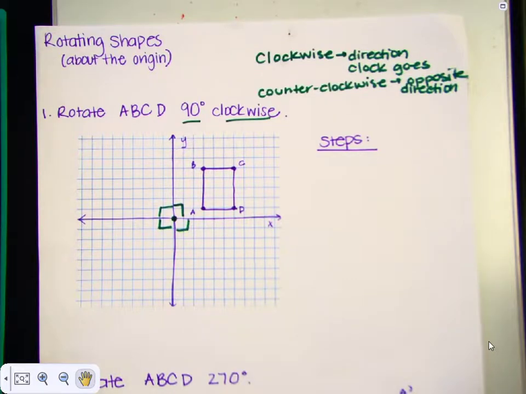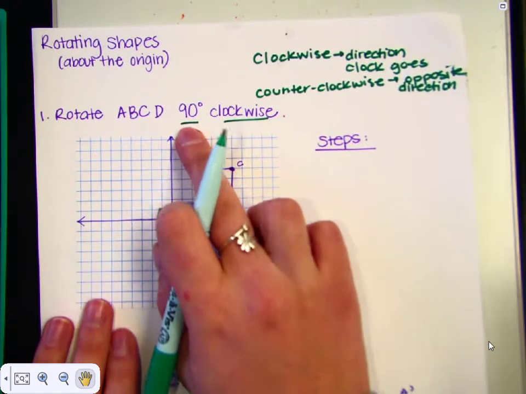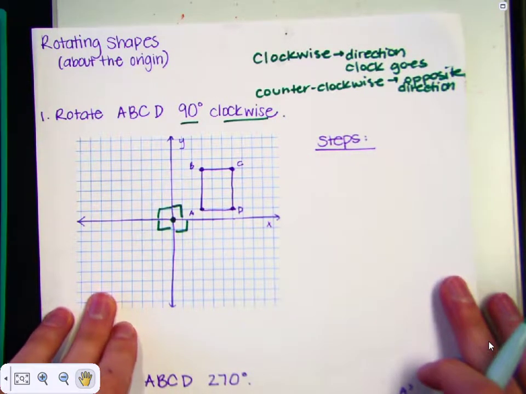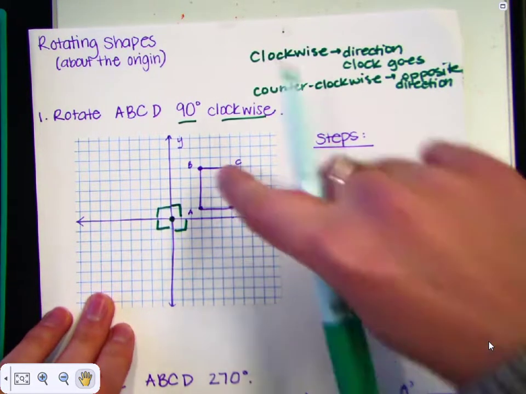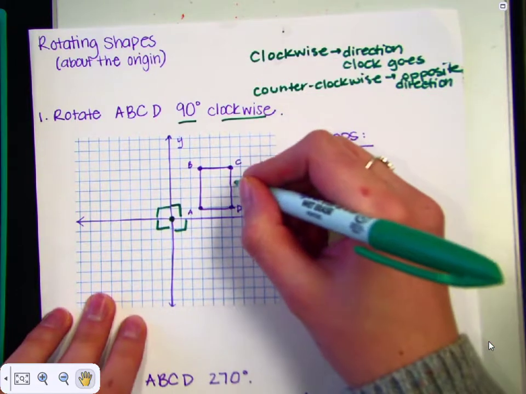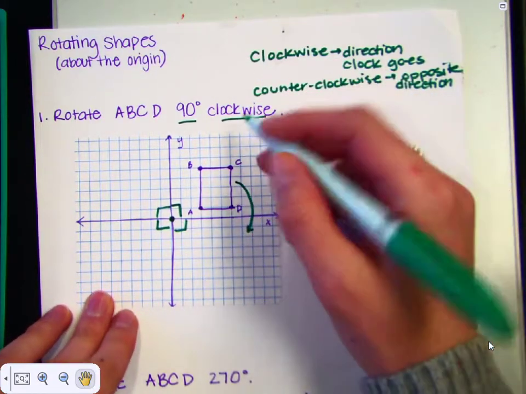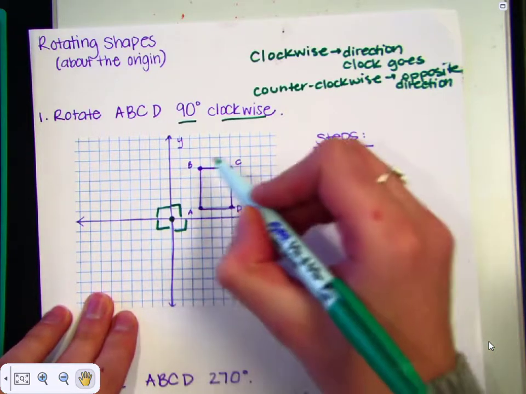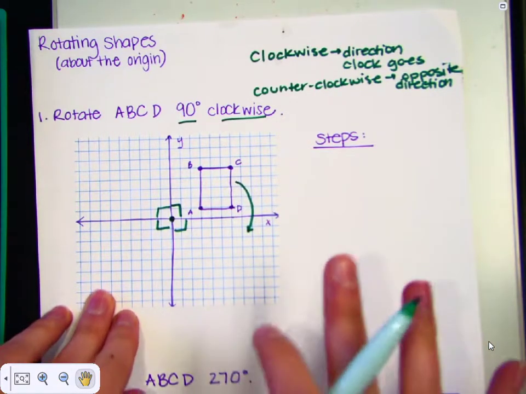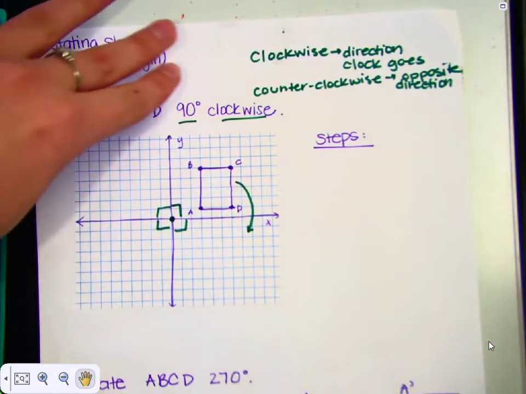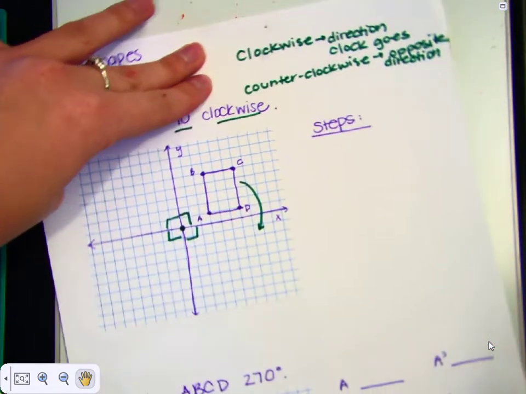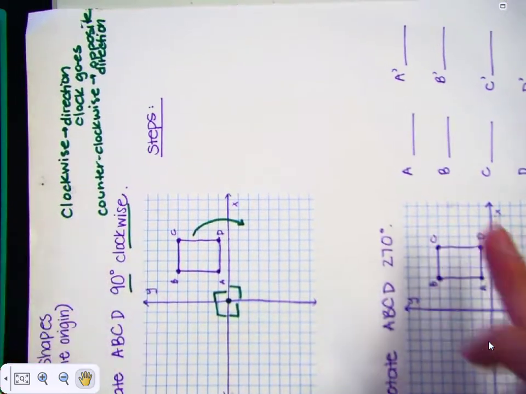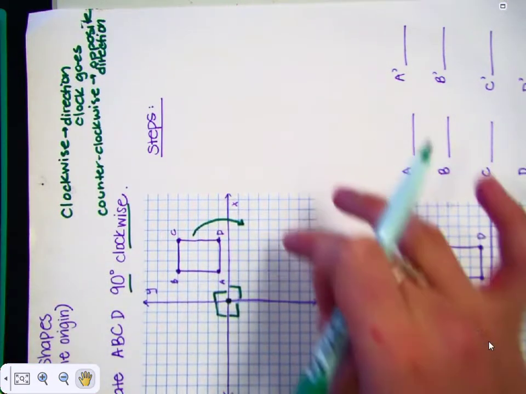to rotate your shapes. So if I'm rotating 90 degrees clockwise, I am going to turn my paper in the direction the clock goes. So I want my shape to go this way. So clockwise would be this way. If you think about a hand on a clock, 1 o'clock, 2 o'clock, 3 o'clock, 4 o'clock, 5 o'clock, it's going in this direction. So I'm going to move my paper in that direction and rotate it 90 degrees. It looks like this. So now I want my shape to land here.